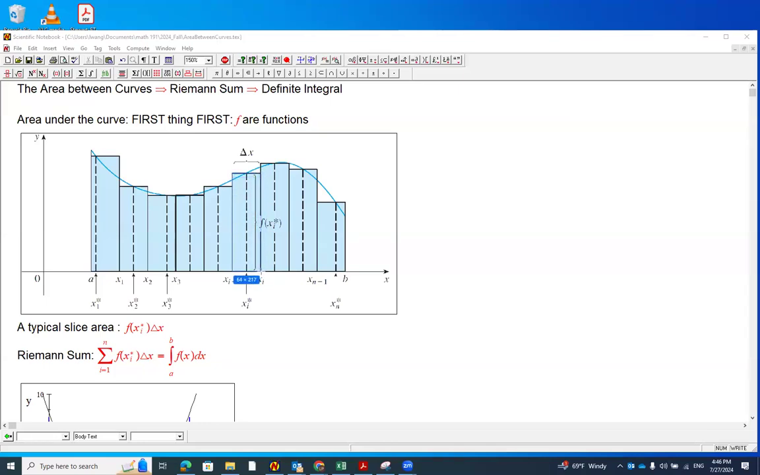Let me change the color so you can see better, or make it thicker. I'm going to make it thicker. So the typical slice here is this piece. Once we identify the typical slice, we are going to mark it. The typical slice is this piece.